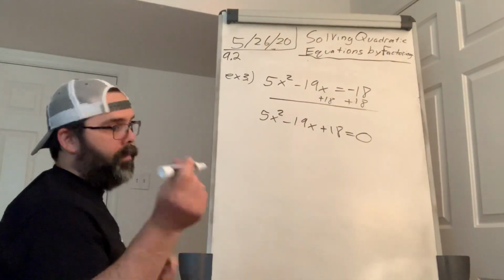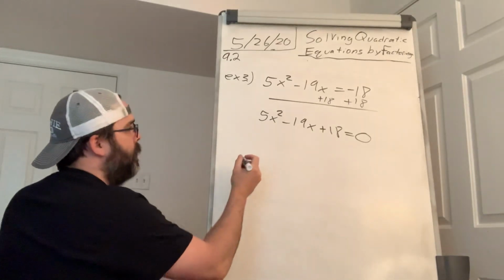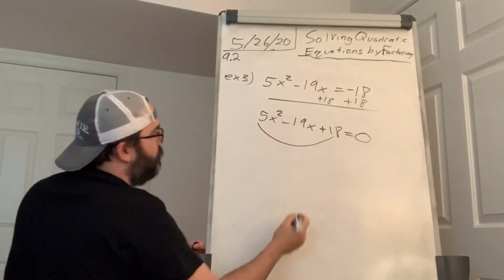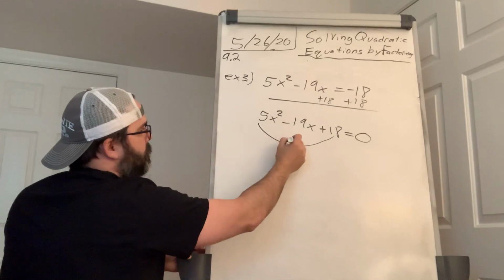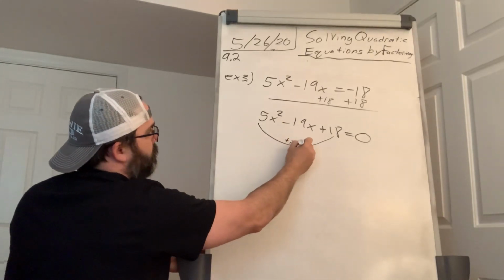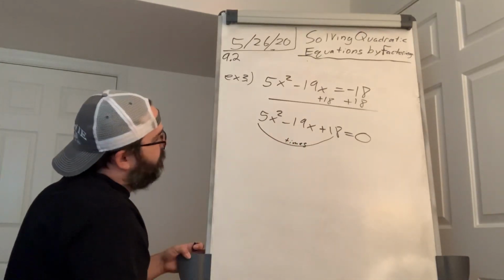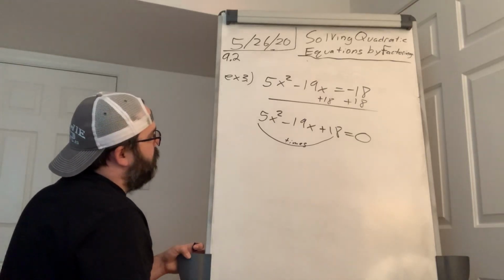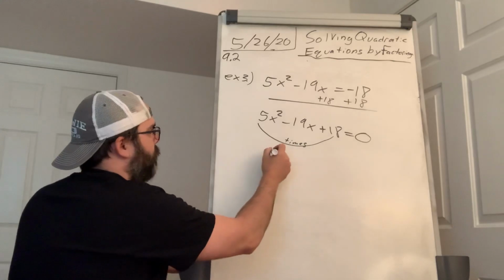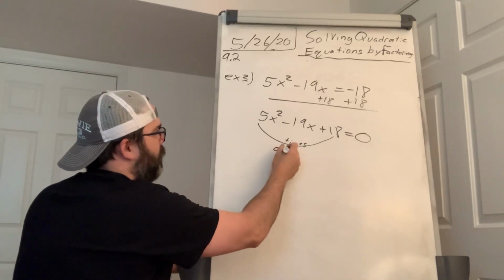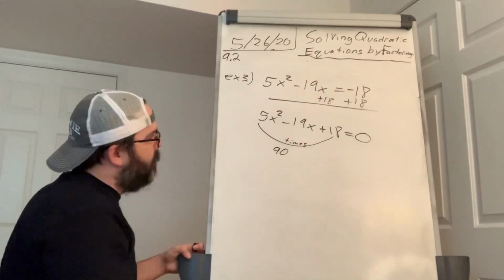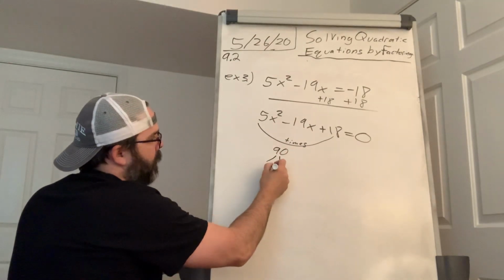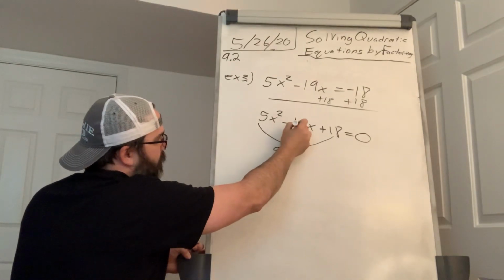So if you remember, the process is we multiply these two and we get 5, 50, 90. So that's 90. So we're looking for two numbers that multiply to give us 90 and add to give us negative 19.